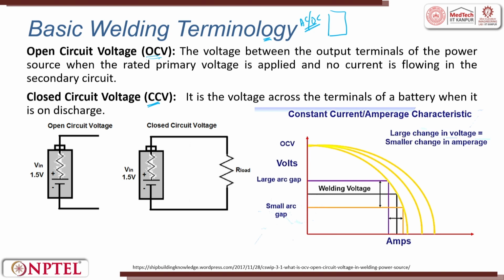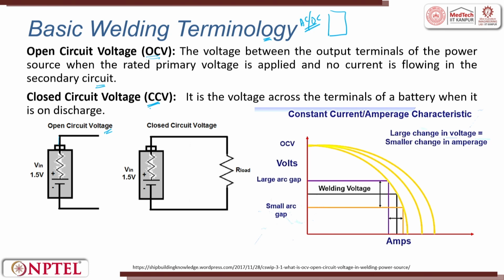OCV is the voltage between the output terminals of the power source when the rated primary voltage is applied and no current is flowing in the secondary circuit. So, the primary voltage is applied and no current is flowing through the secondary circuit. The OCV circuit looks like this. So, when we talk about the source, we talk about open circuit voltage and closed circuit voltage.